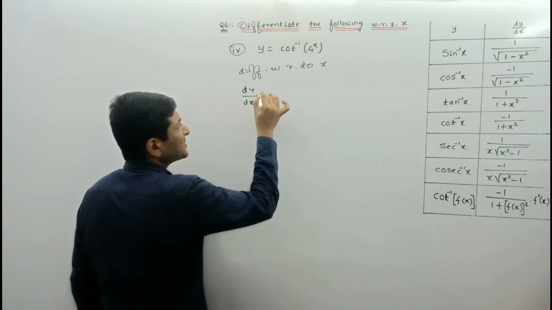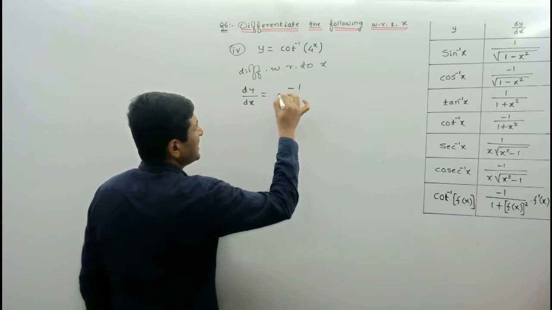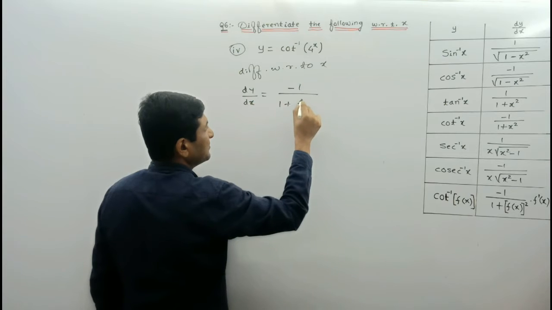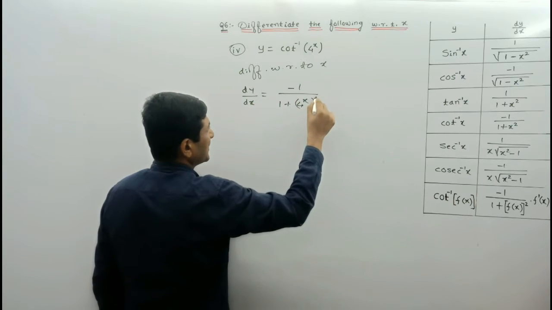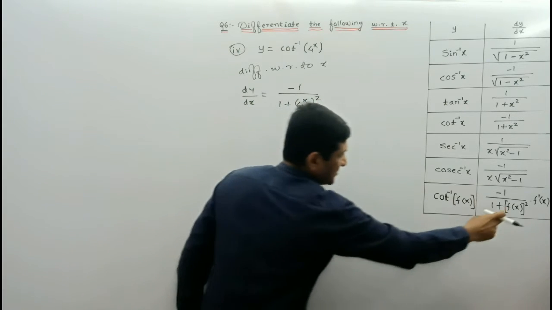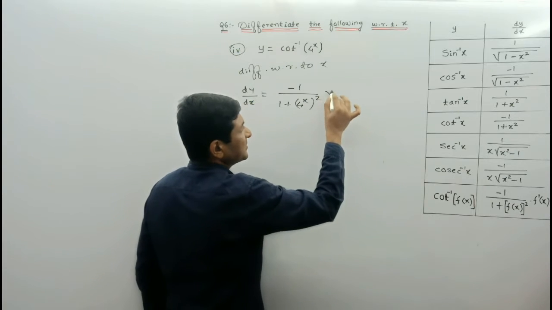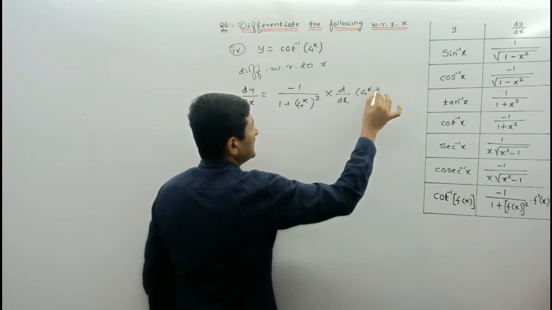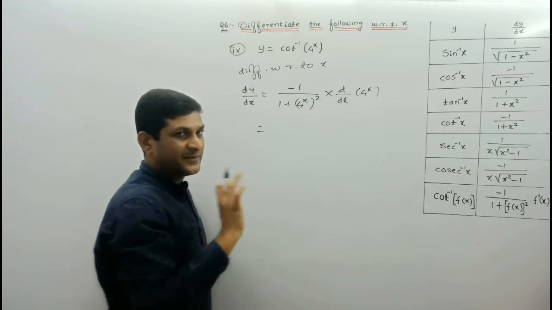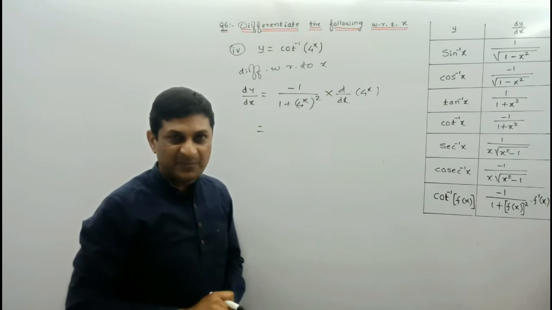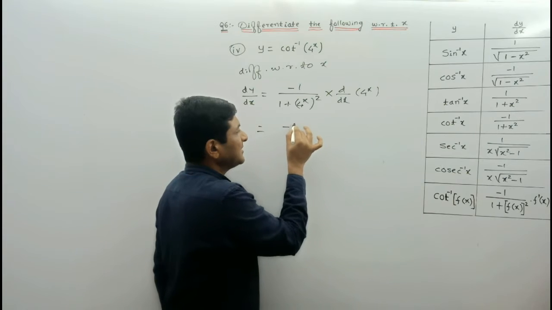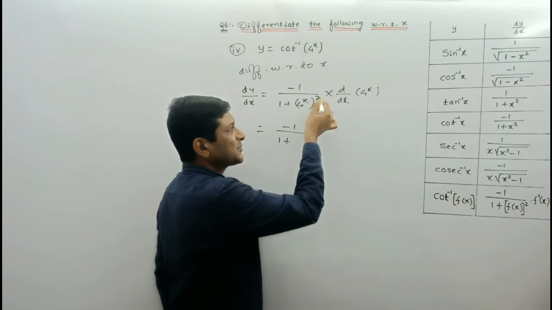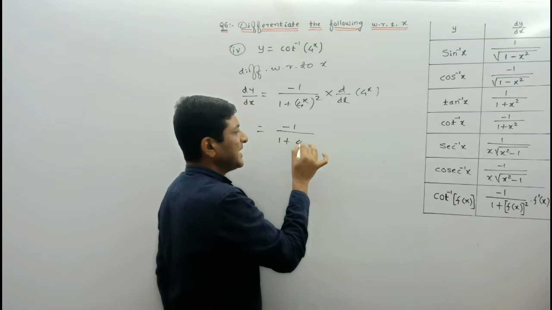dy upon dx is equal to minus 1 upon 1 plus square of 4 raised to power x, means f of x is 4 raised to power x, square of f of x according to this formula, into its derivative, into derivative of 4 raised to power x. Just we have substituted the values in our standard formula. Now let us simplify it. In the numerator minus 1, keep it as it is. In the denominator 1 plus square of 4 raised to power x, keep it as it is.